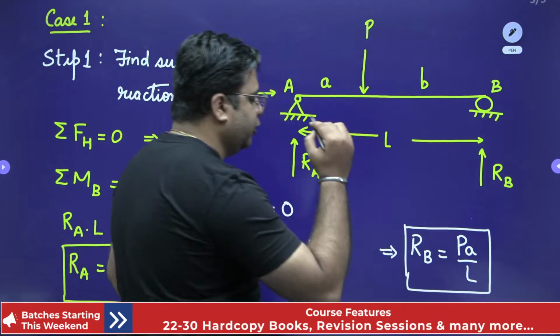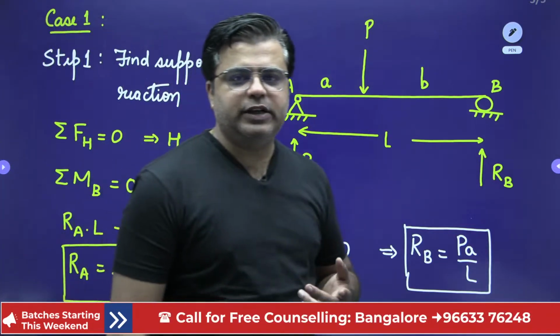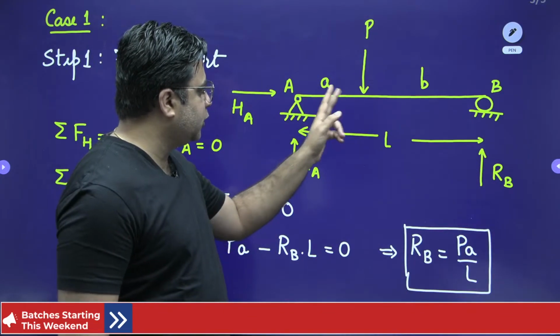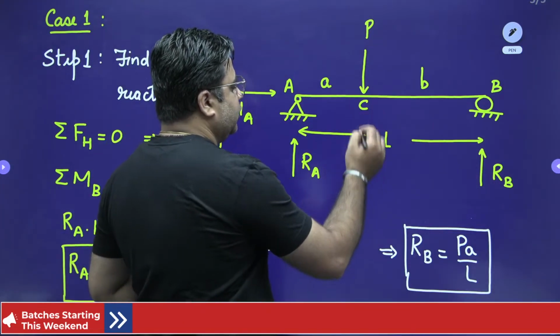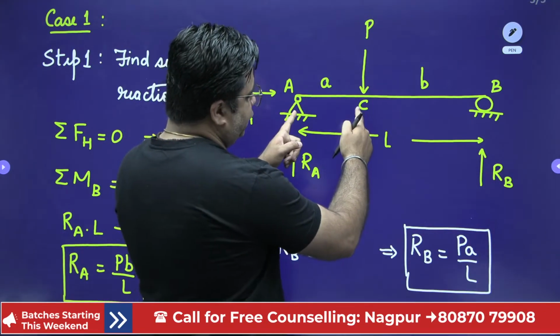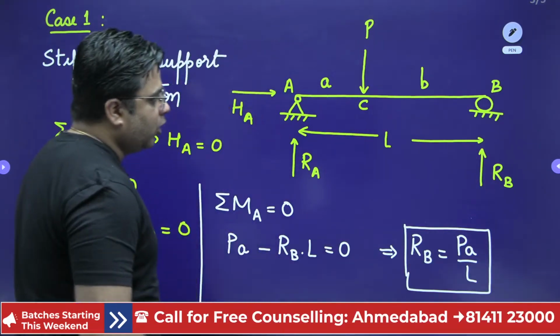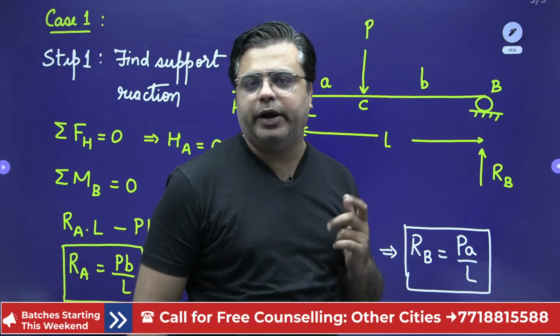So this is the value of RA and RB, right? Now, for drawing the shear force diagram, we need to write the shear force equation for two spans. This is for span AC and then for span CB. This is point C. So first we write a shear force equation for span AC, and then we write shear force equation for span CB. Or we can even directly draw the shear force diagram because it is a case of point load.